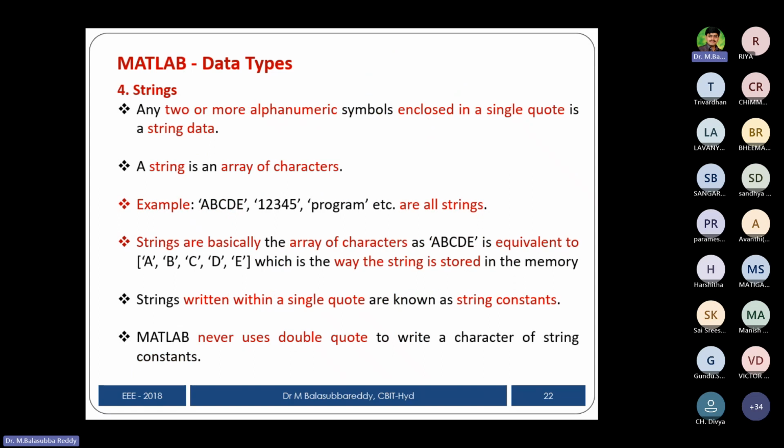And strings: two or more alphanumeric symbols enclosed in single quotes is a string. Let it be A, B, C, that is one string, or 1, 2, 3 within single quotes. Instead of one character, you can use anything; those are all strings.